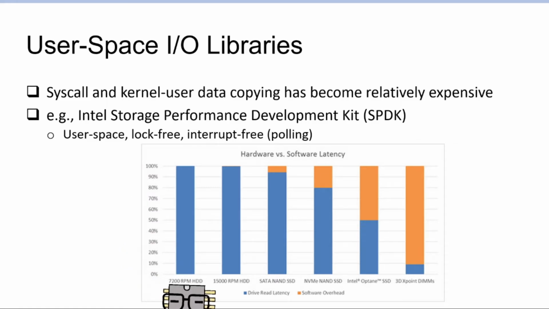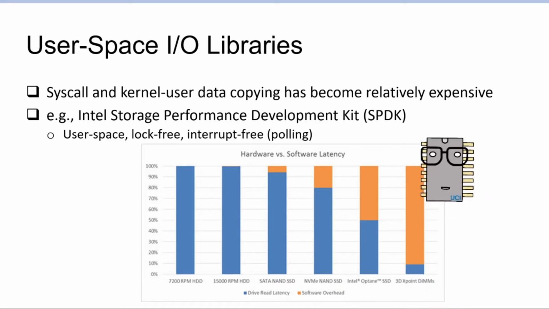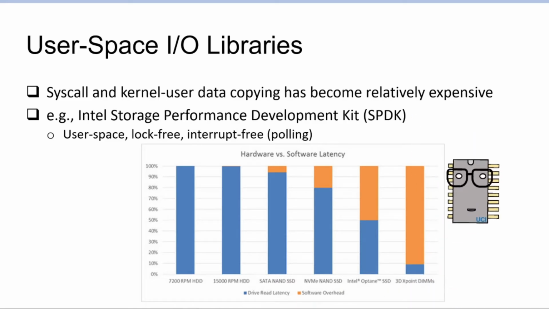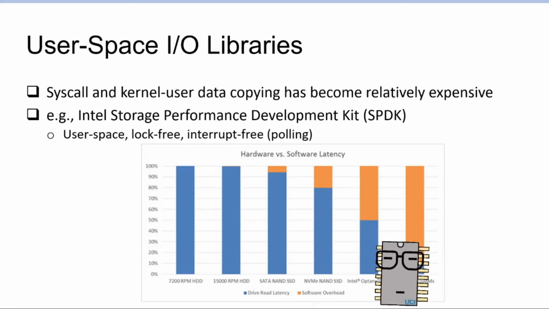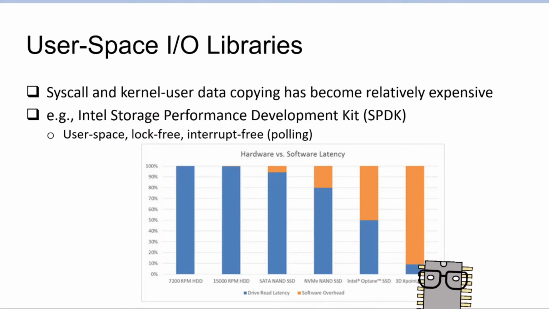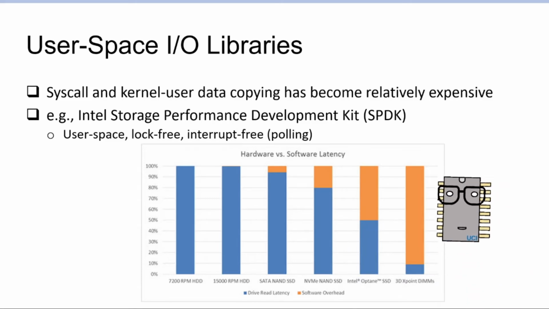So on the leftmost side here, we have a relatively slow 7K RPM HDD. Then you have things like SATA SSDs, NVMe NAND SSDs, and then Optane, which is 3D XPoint non-volatile memory. If you had plotted the absolute latency of all of these storage devices, the chart would look kind of like this: exponentially lower latency as we move towards the right. But here we're only looking at the percentage breakdown of latency, so they're all normalized to the same height.